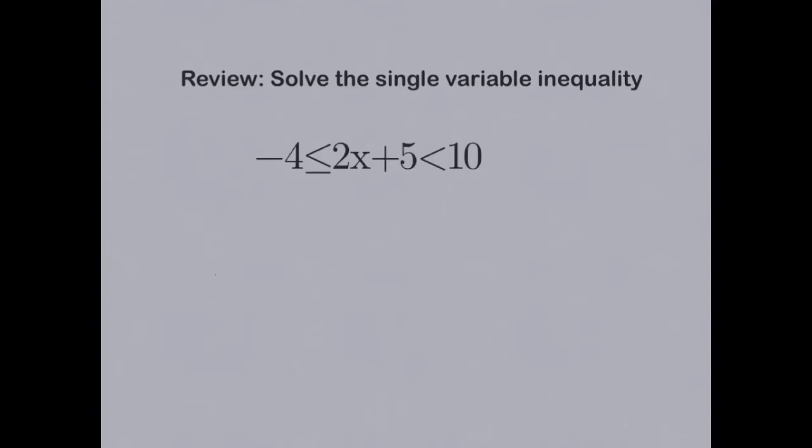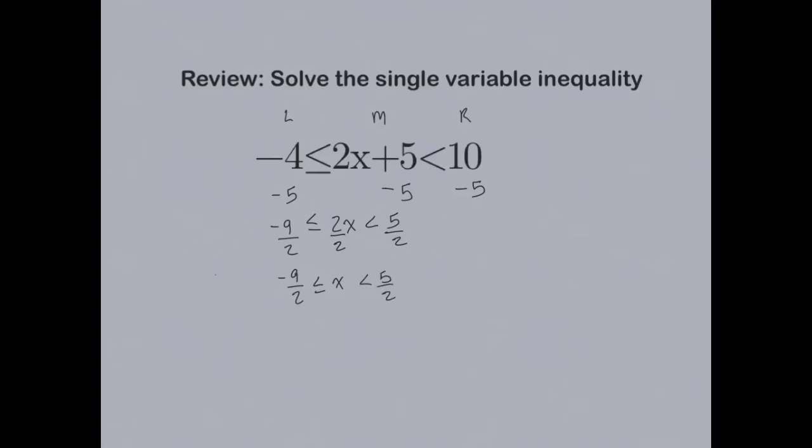And we want to solve it by basically doing the same thing to all three sides. So remember, this has the left side, the middle side, and the right side. And we're trying to isolate the x in the middle. So we want to do minus 5 to all three sides. So we get negative 9 is less than or equal to 2x, which is less than 5. And then we want to divide all sides by 2. And so we get negative 9 halves is less than or equal to x, which is less than 5 halves.